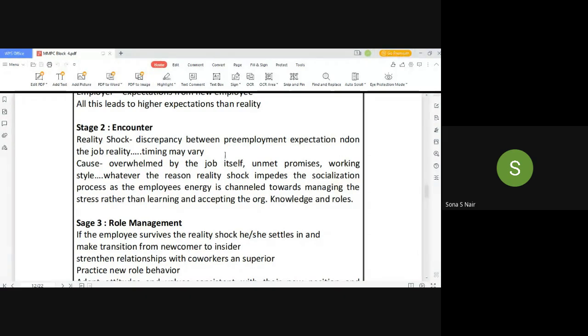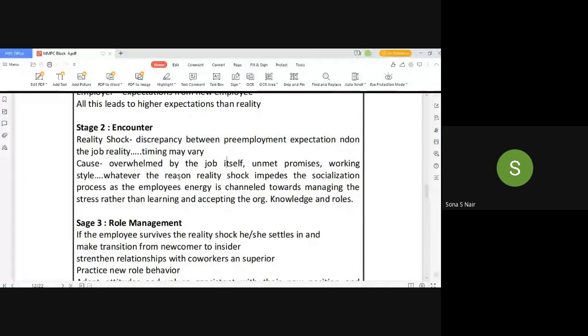Why does that reality shock happen? Because he's overwhelmed by the job. He is not very comfortable with what culture is existing there. The management has not fulfilled the promises. The working style is not good. The people he does not like there. A whole lot of causes can be there. But it definitely comes as a shock because no one can judge the culture of a place completely. Okay? So he gets a reality shock.